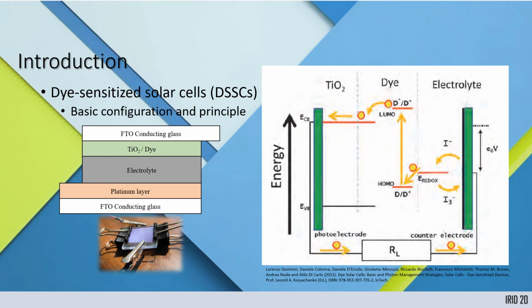The basic configuration of the DSSC contains three parts. The first part is the platinum layer coated on the fluorine tin oxide. The second part is the electrolyte, containing the iodide ions. The last part is the titanium dioxide soaked with the ruthenium dye, coated on the FTO glass.